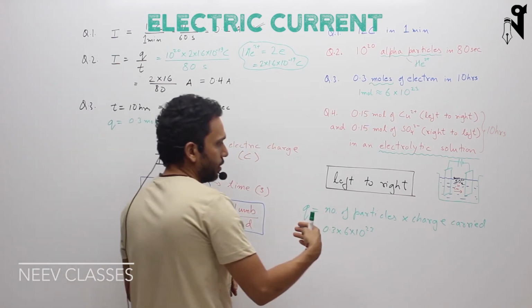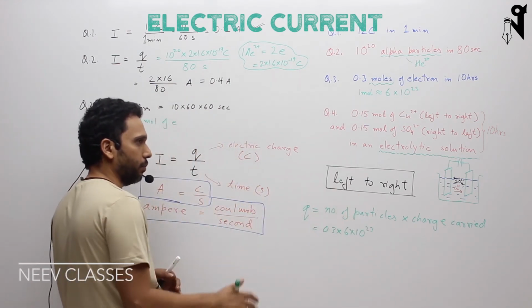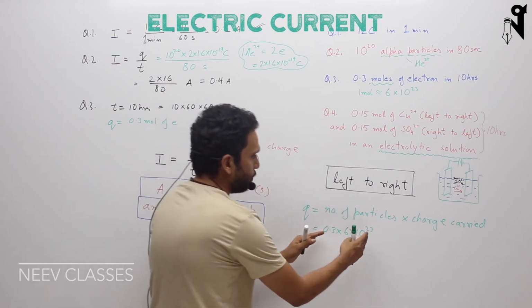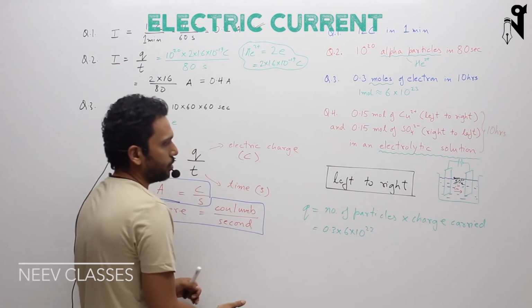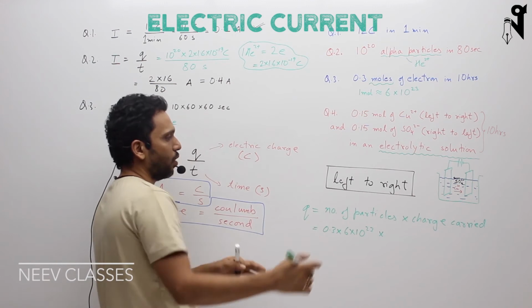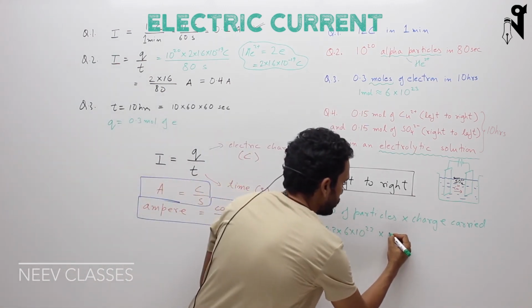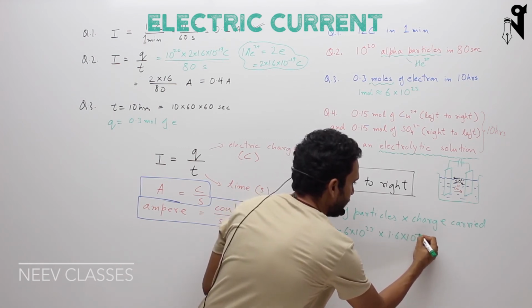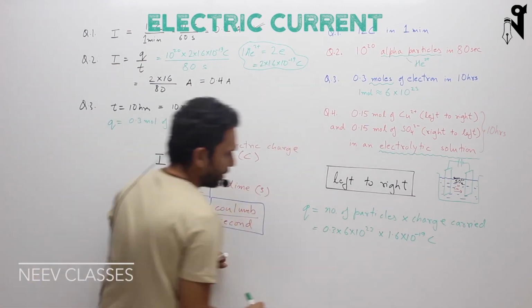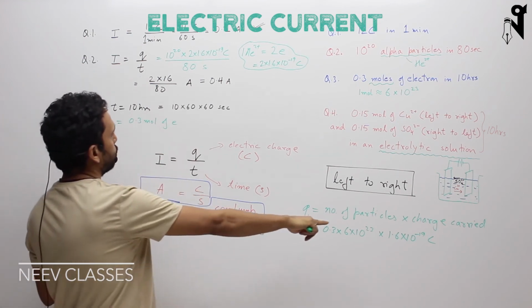It's a very big number. It's not like a billion or so. It is a billion of a billion of a billion. So 0.3 into 6 into 10 power 23, these many electrons I'm having, and each electron has a charge of minus 1.6. I'm just ignoring the minus right now over here. It's negative charge, minus 1.6 into 10 power minus 19 coulombs. So this is the total charge carried.